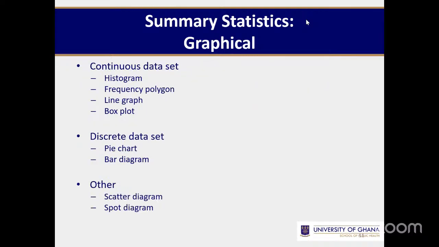So we have different types of graphs for different scenarios. We have the histogram, the frequency polygon, the line graph, the box plot. This has got to do with the continuous data type. When it comes to the discrete, we can have the pie chart and then the bar diagram. Of course, we have others like the scatter diagram and then the spot diagram.